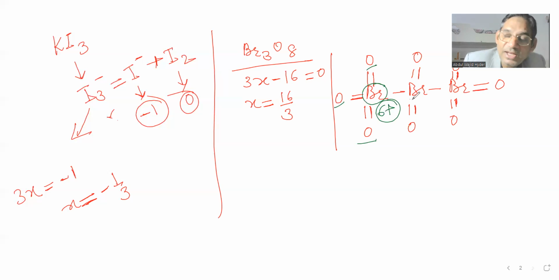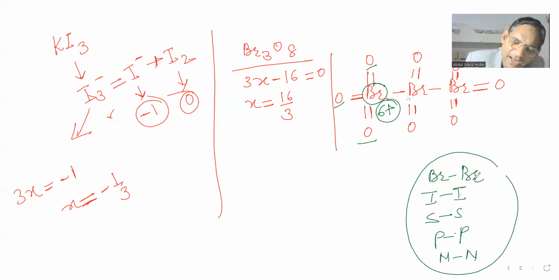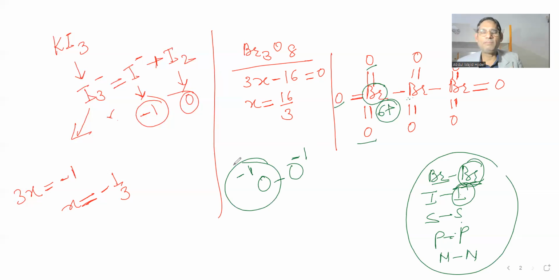Now you will ask me why I have not taken this Br. Because for Br, I, S, P, N, if one atom is attached with another similar atom, then the charge will always be 0. The charge will always be 0, except in peroxide. There this will be -1 and this will be -1. Their oxidation number will be minus. So peroxide is exceptional. In all remaining cases where similar elements are attached, this bromine will have 0 charge.